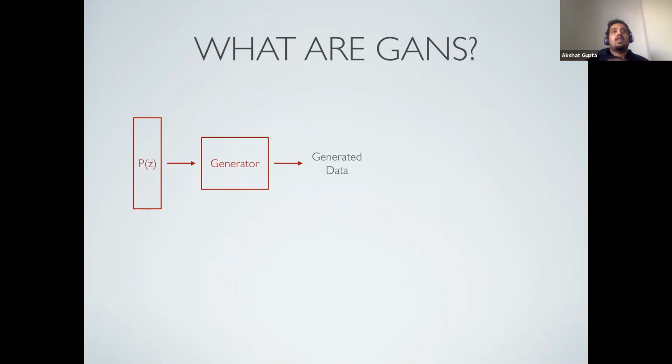Now, I feel GANs are a more intuitive implementation of how you would train a generative model. So if I was training a generative model, the generator would generate an image and I would give it some kind of feedback.